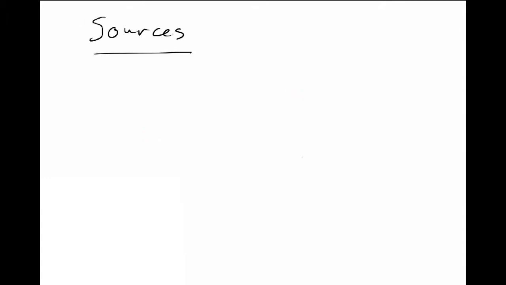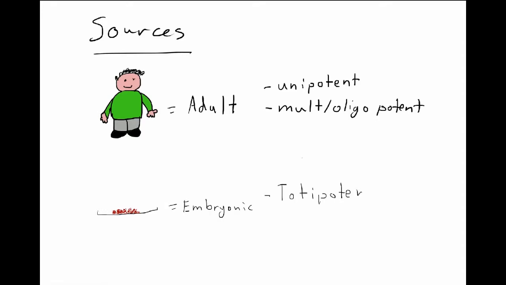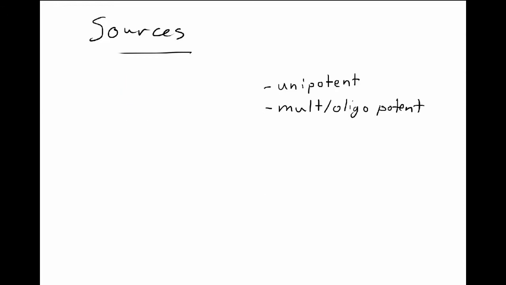Stem cells can also be classified by their source. Adult stem cells can be either unipotent or multipotent, and embryonic stem cells can be either totipotent, pluripotent, or multipotent. Now that we know what they are, how are they being used?